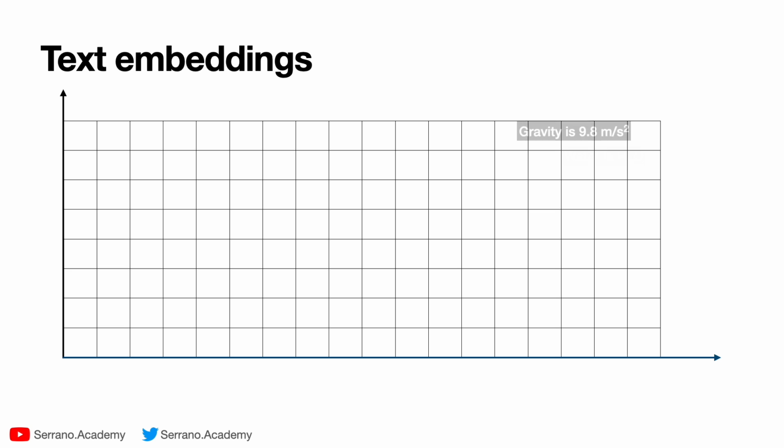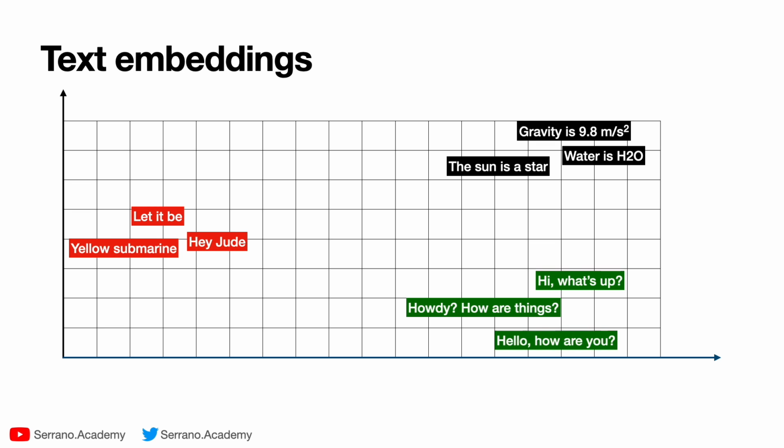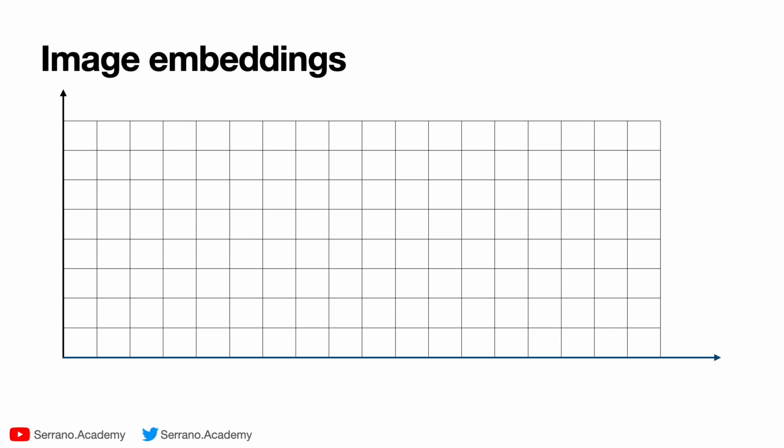So for example, I can have a few sentences over here that talk about science, a few sentences over here that are titles of Beatles songs, and a few sentences over here that are greetings. And just like in the word embeddings, similar sentences are going to be located in similar places. And image embeddings can also be much more complicated.